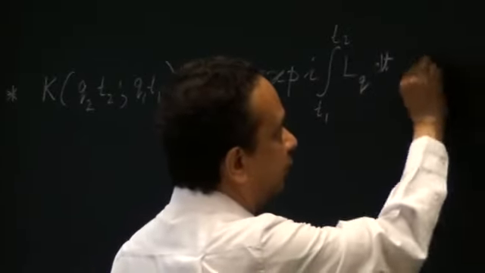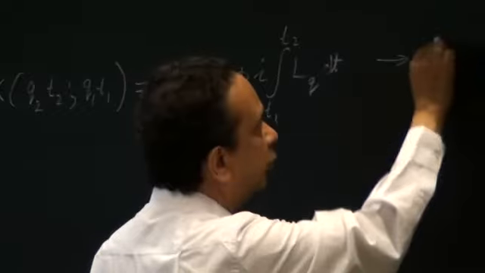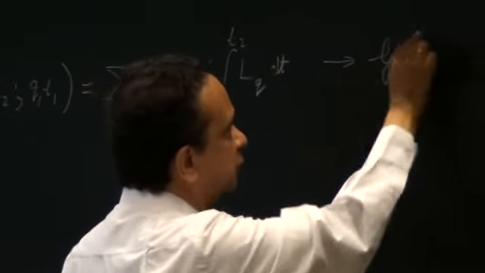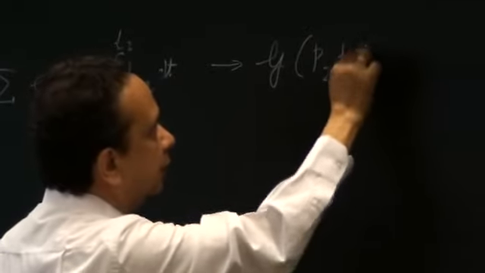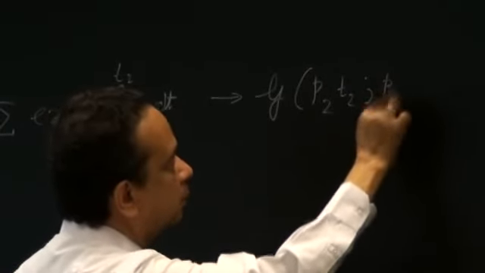Now suppose you want to know the propagator in the momentum space. That is, I want to know not the Q2 T2 kind of a structure, I want to know what is P2 T2 starting from P1 T1.